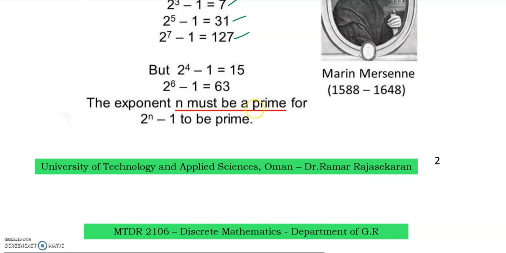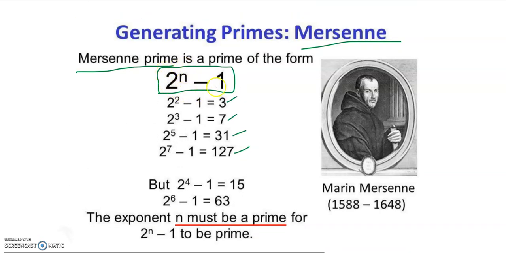Suppose we put n equal to 4, which is not a prime. If you put a composite number for n, that is n equal to 4 here, then 2 to the power 4 minus 1 is equal to 15. It is also not a prime. So we have to put a prime number for n in the form 2 to the power n minus 1, and we will get the Mersenne primes.